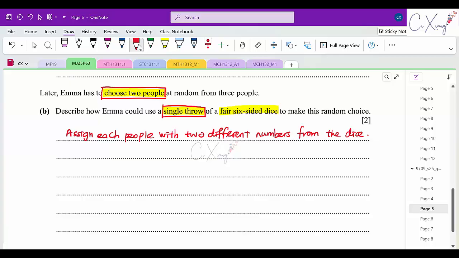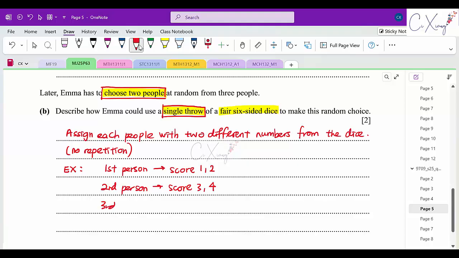So why we need to make this is to make sure that they are having equal chance to be selected. And you need to maybe emphasize that there's no repetition, no number can be used. Right? No repetition. So as example, the first person will be assigned the score of 1 and 2, because a dice is 1, 2, 3, 4, 5, 6, right? Then the second person, you can assign them 3 and 4.